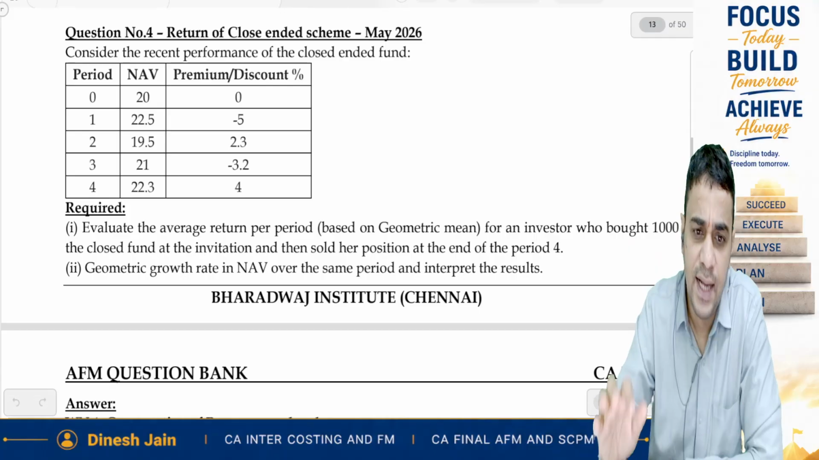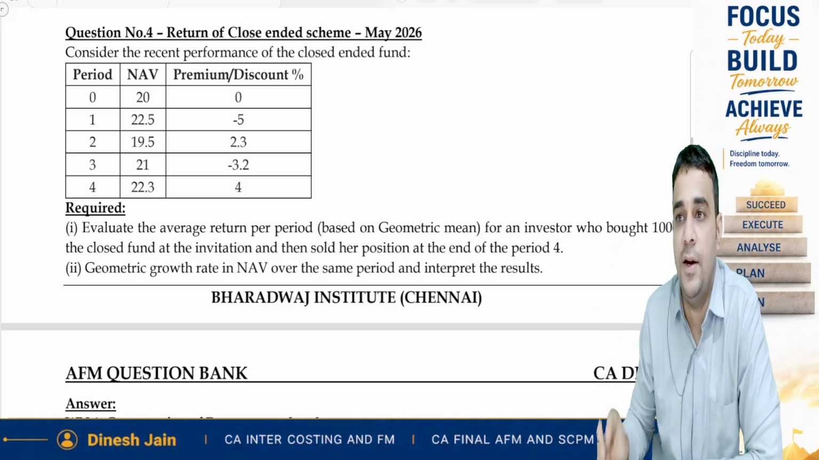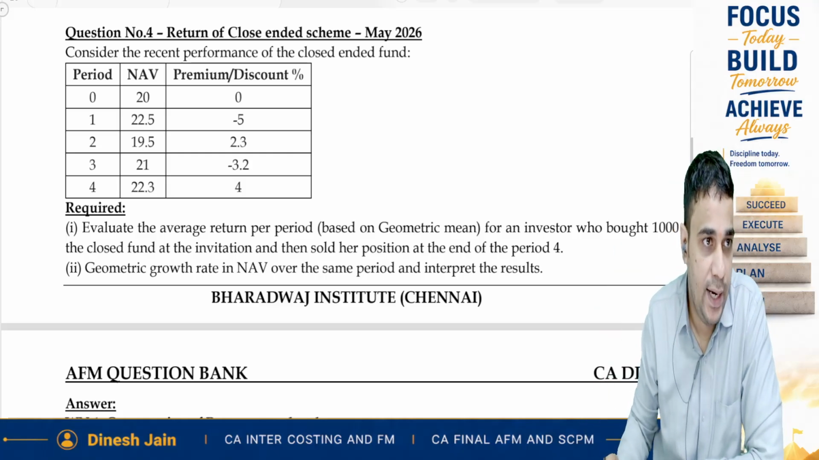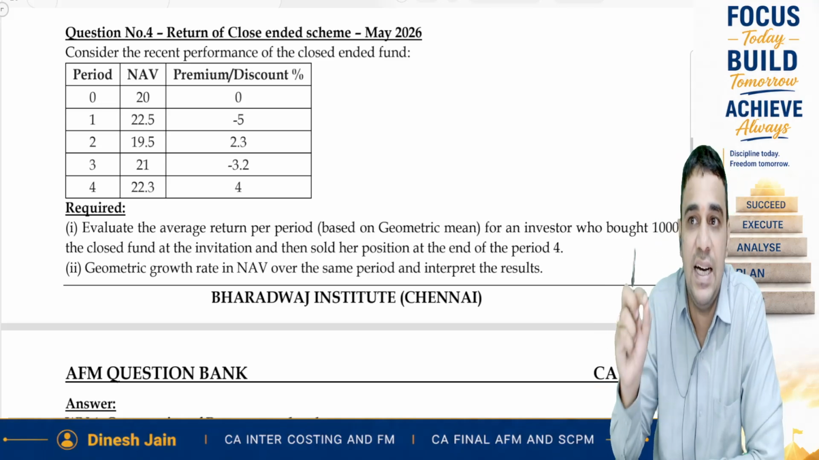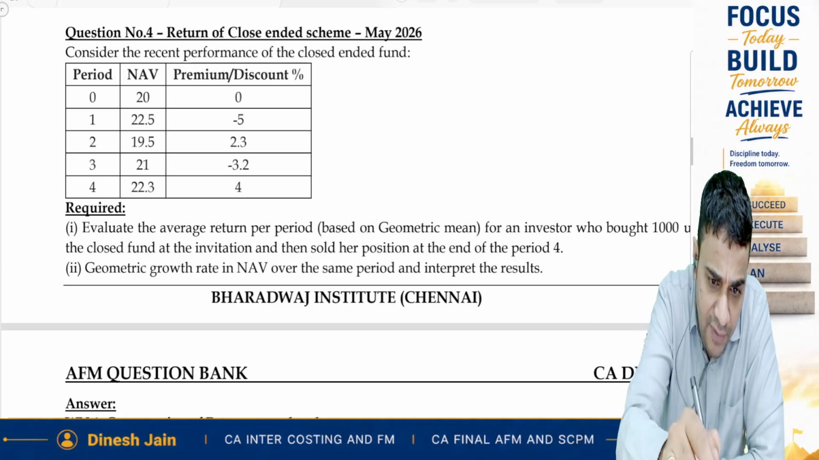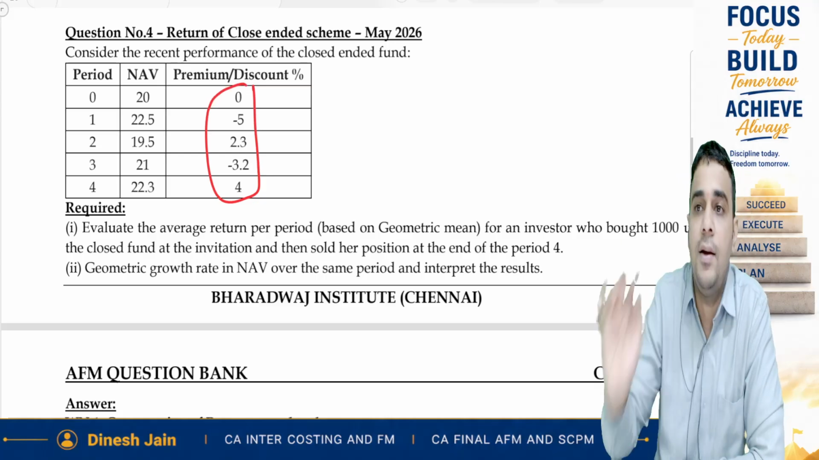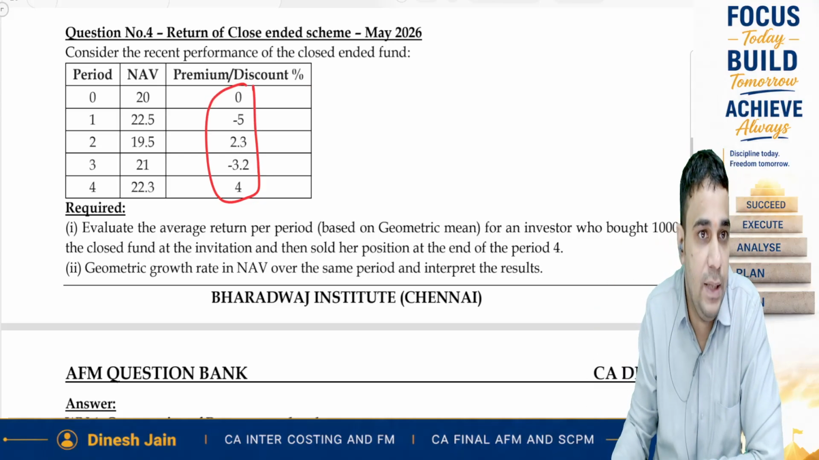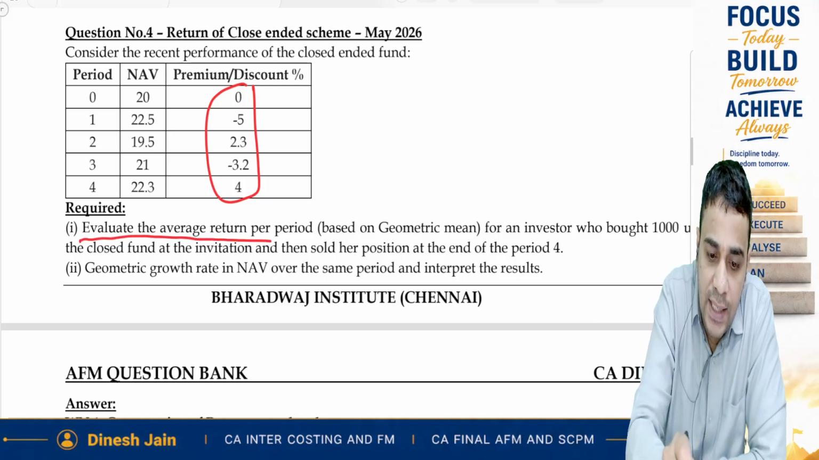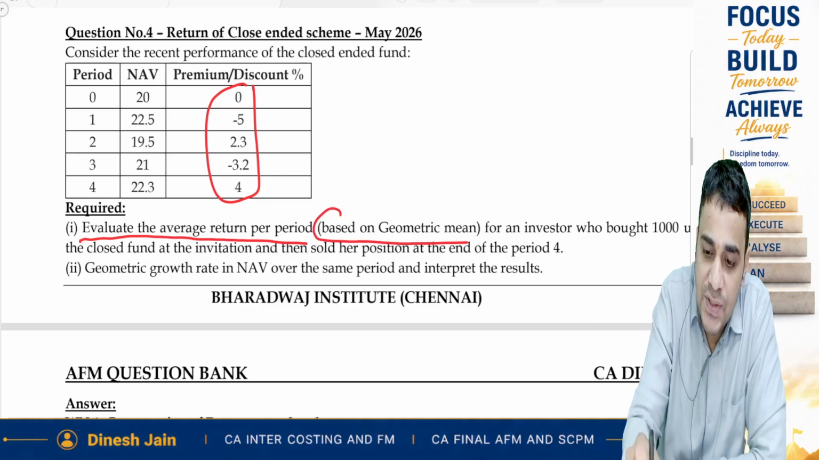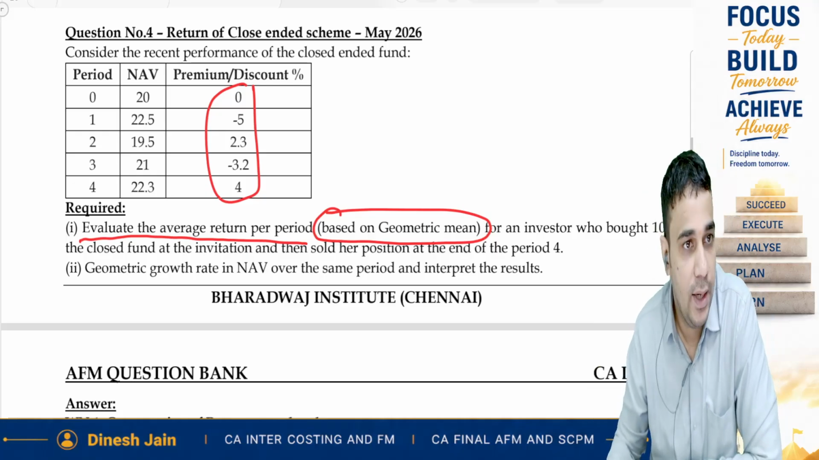Okay. Consider the recent performance of a closed-ended fund. Closed-ended fund means it is technically listed on the stock exchange. NAVs are given and they have given the premium or discount. Evaluate the average return based on geometric mean. What is that?